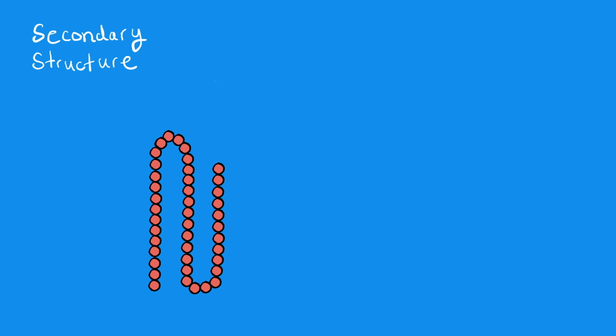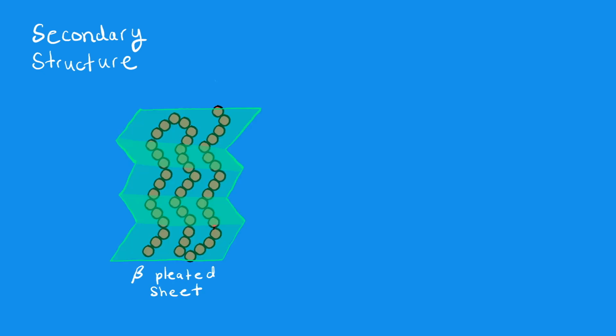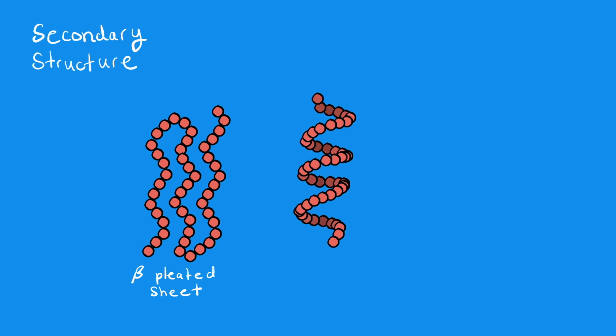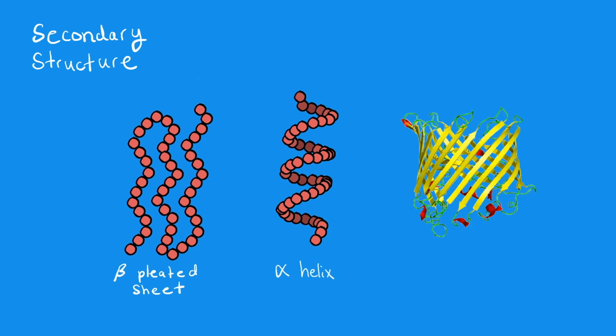First, we might see something called a beta-pleated sheet. These always make me think of Ruffles chips. We might also encounter a soft-serve ice cream looking spiral called an alpha helix. There are also beta barrels, which are too crazy for me to try to draw, but I've included a picture so that you would have a general idea of what these look like.